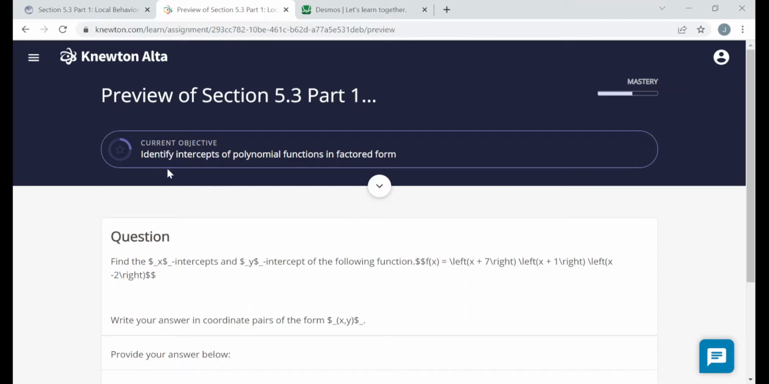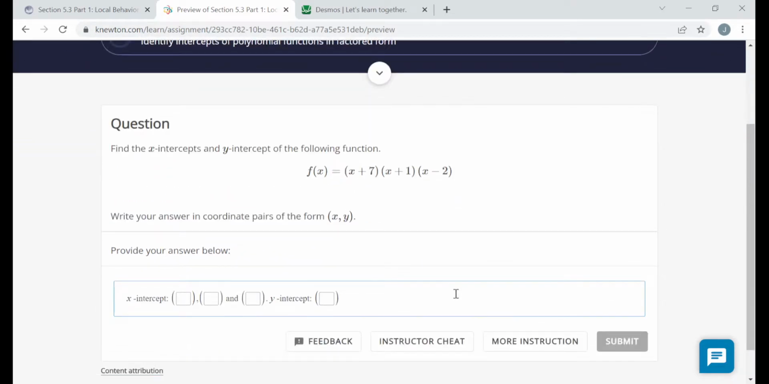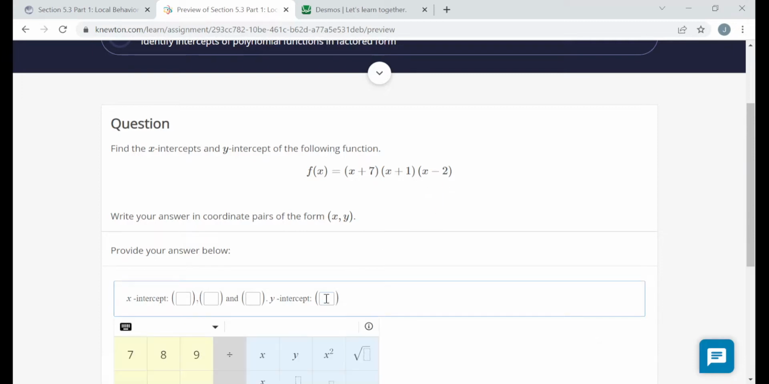Alright, so we're sticking with this. Now, again, already factored. I'm going to just speak it; I'm not even going to write these out anymore. The y-intercept, if you were to replace x with 0, you'd have 7 times 1 times negative 2. The output would be negative 14. So the y-intercept is 0, comma, negative 14.